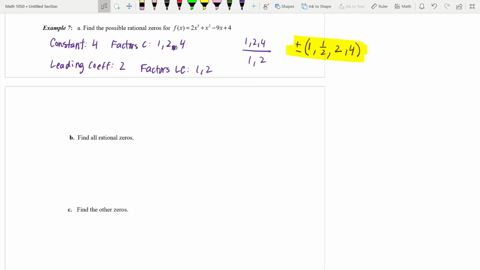2, store, enter, up, enter, didn't work. -2, store, enter, up, enter, didn't work. 4, store, enter, up, enter, didn't work. -4, store, enter, up, enter, didn't work. So now I have to use the 1/2, okay? So I'm going to go 0.5, store, enter, up, enter, and it works.